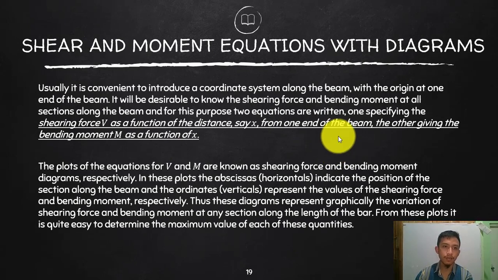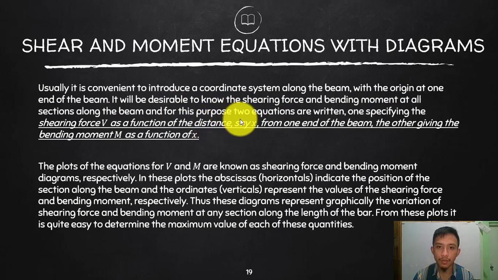Okay, so usually it is convenient to introduce a coordinate system along the beam with the origin at one end of the beam. It will be desirable to know the shearing force and bending moment at all sections along the beam, and for those purposes, two equations are written, one giving the shear force as a function of distance, say x, from one end of the beam, and the other giving the bending moment as a function of x.